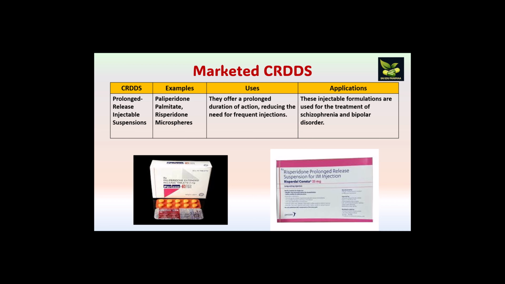Next, prolonged release injectable suspensions. They offer a prolonged duration of action and reduce the need for frequent injections. They are specially used for the treatment of schizophrenia and bipolar disorders. Example is paliperidone palmitate and risperidone microspheres.